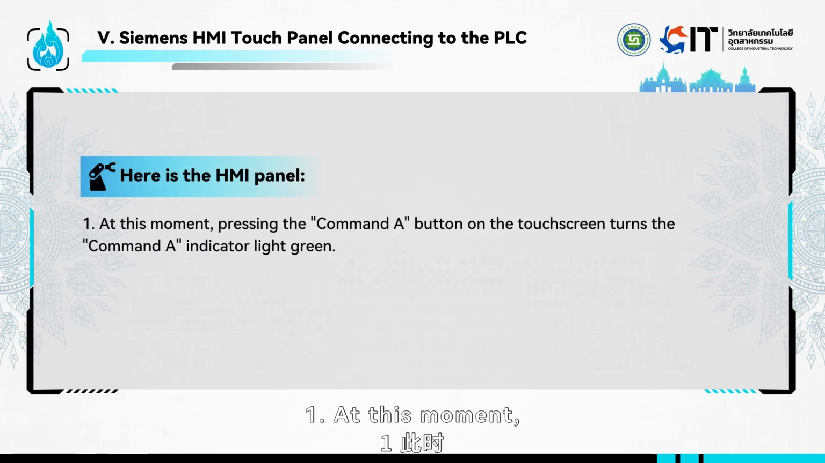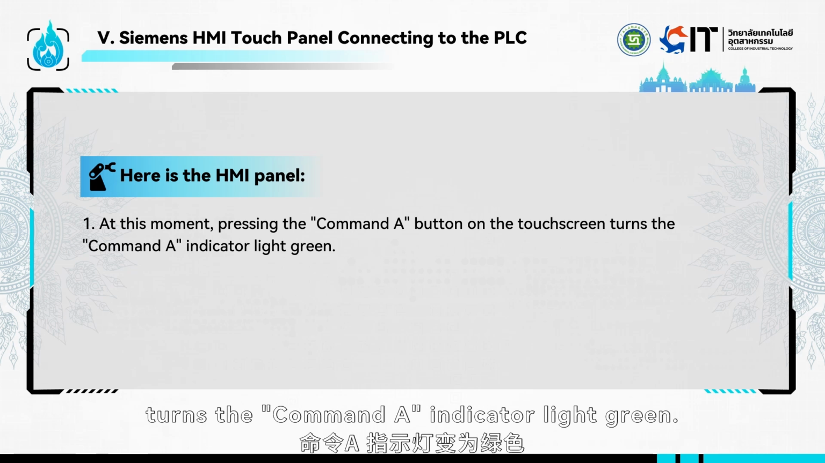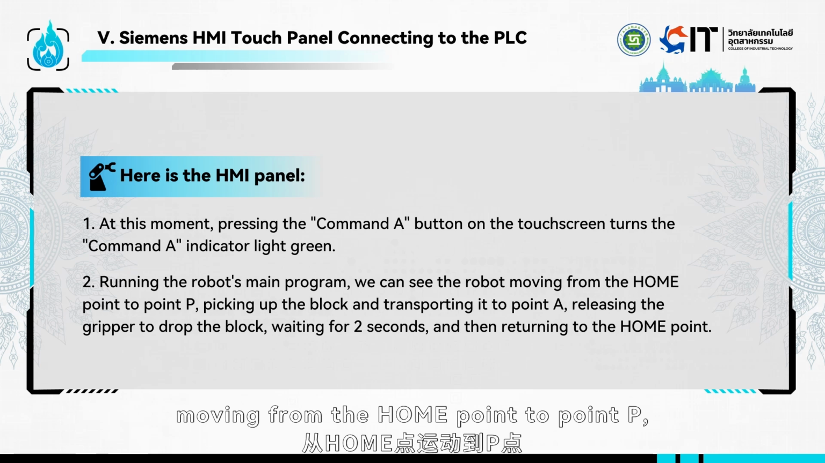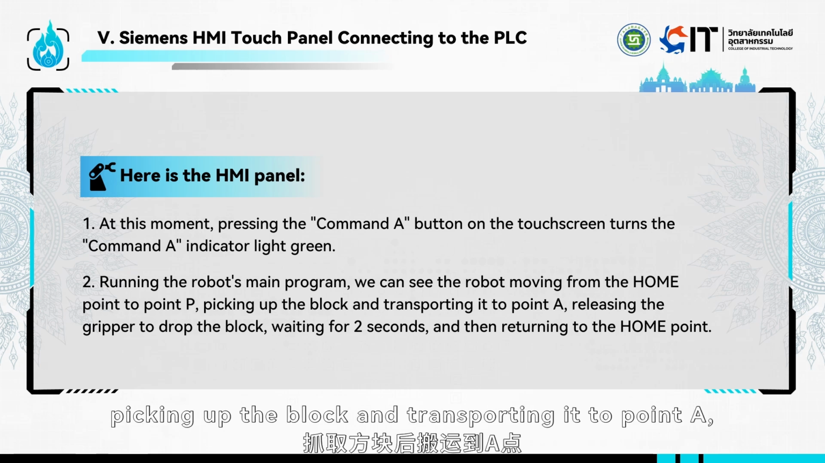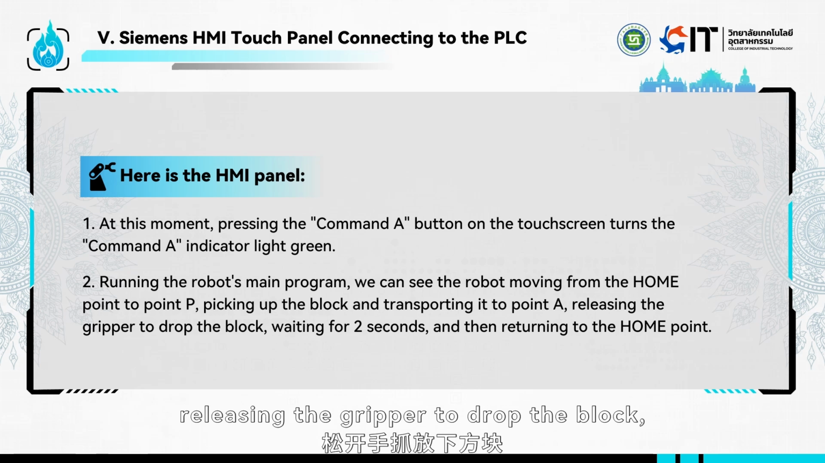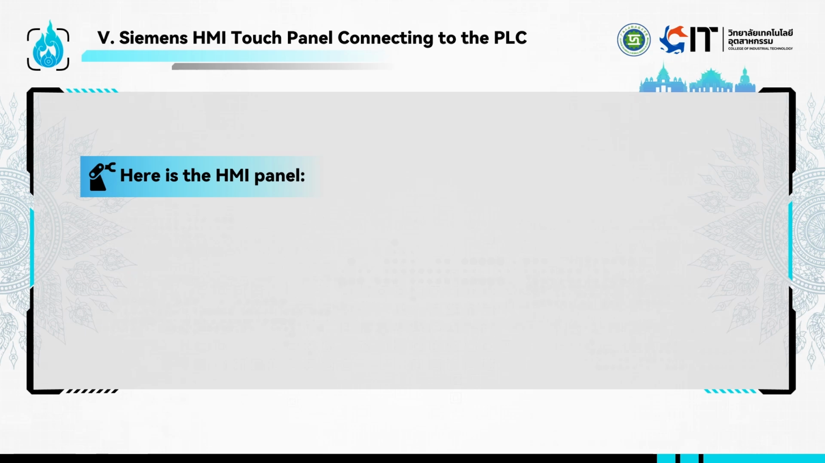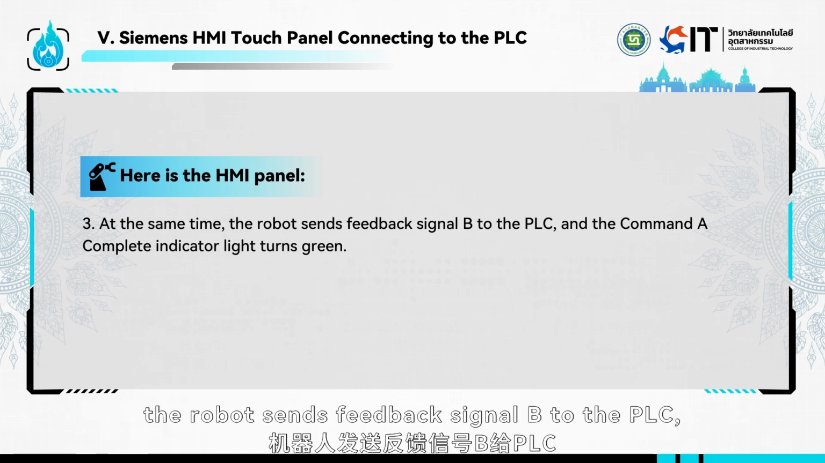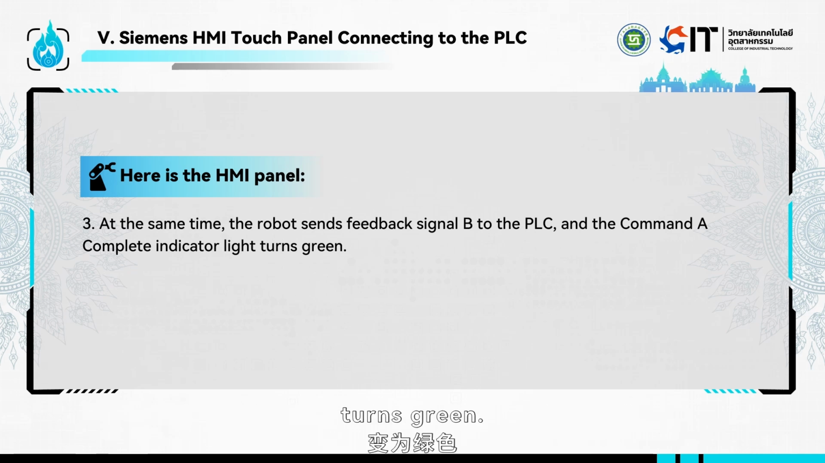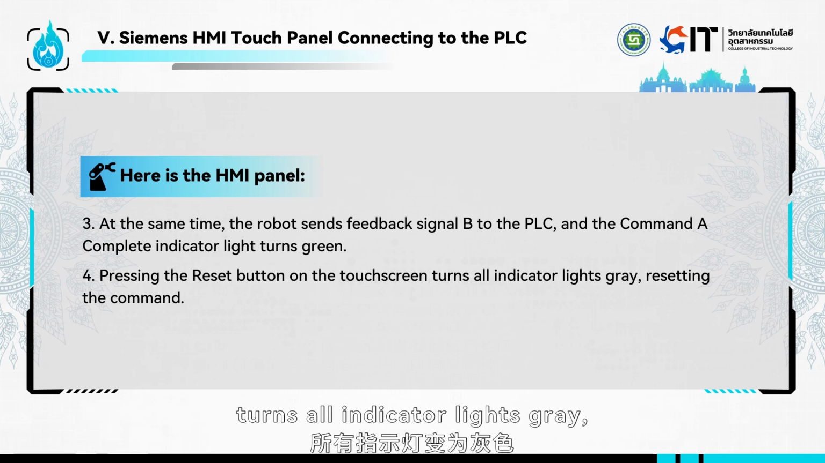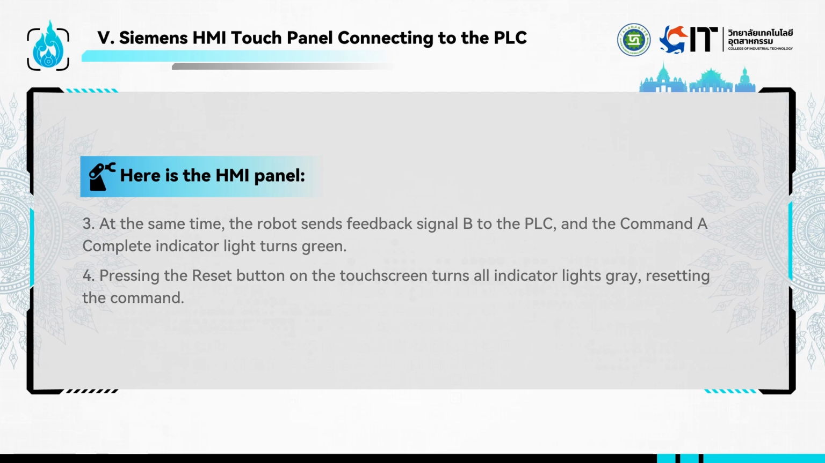1. At this moment, pressing the Command A button on the touchscreen turns the Command A indicator light gray. 2. Running the robot's main program, we can see the robot moving from the home point to point P, picking up the block and transporting it to point A, releasing the gripper to drop the block, waiting for 2 seconds, and then returning to the home point. 3. At the same time, the robot sends feedback signal B to the PLC, and the Command A complete indicator light turns gray. 4. Pressing the Reset button on the touchscreen turns all indicator lights gray, resetting the command.